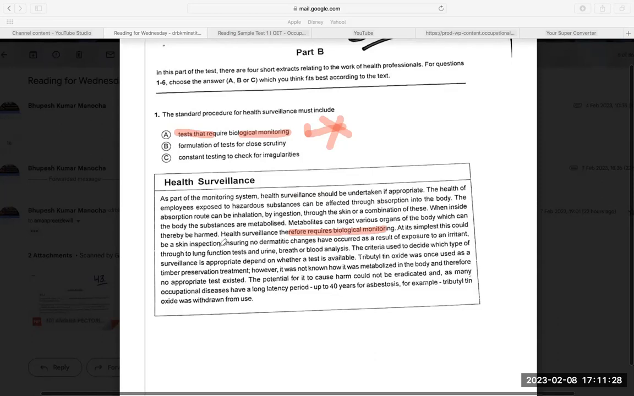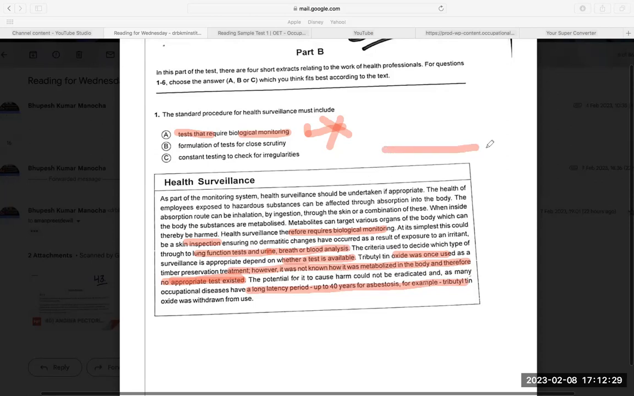At its simplest, this could be a skin inspection ensuring no dermatitic changes have occurred as a result of exposure. So there can be various tests, various ways of health surveillance. You can simply do skin inspection. You can have a lung function test, urine test, breath or blood analysis. The criteria used to decide which type of surveillance is appropriate depends upon whether a test is available. Like tributyl tin oxide was once used as a timber preservation treatment. However, it was not known how it was metabolized in the body and therefore no appropriate test existed. So this paragraph is saying that sometimes the tests do not exist. Sometimes there are tests which are beneficial according to the chemical. Sometimes there are no appropriate tests. The potential for it to cause harm could not be eradicated, as many occupational diseases have a long latency period, up to 40 years for asbestosis. Sometimes some diseases take time to develop, so in that case also the test will not help.